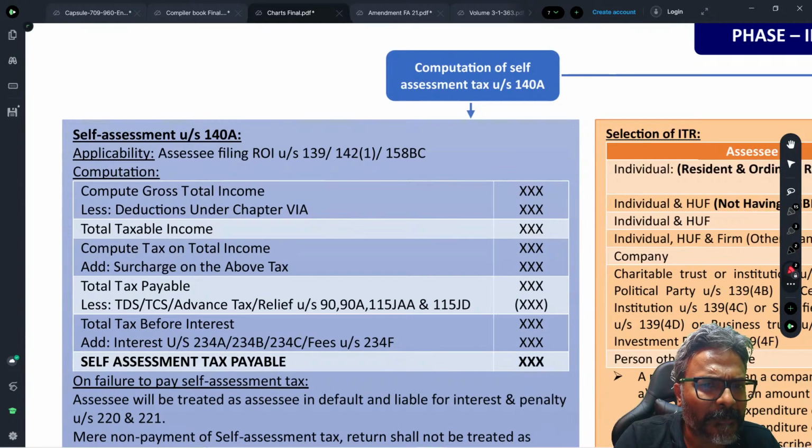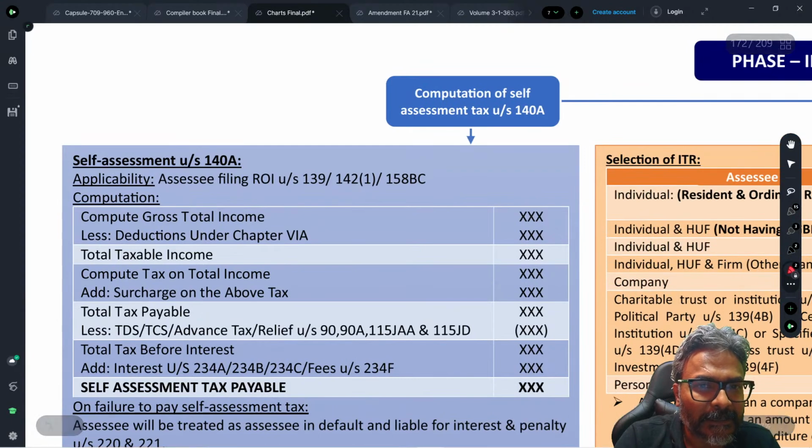Now, students, you tell me one thing: even if I have not filed the ROI, and even if I have not made the payment of the self-assessment tax, will I still be eligible to file the return of income? If the self-assessment tax is not yet paid by the assessee, can he still file the ROI? What is your take, students, on this one? Can he still file the ROI?